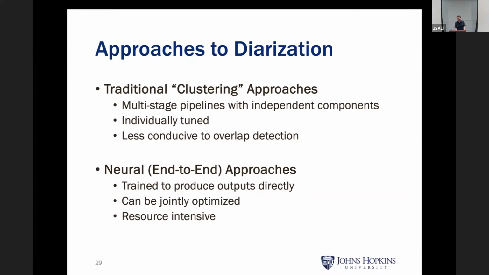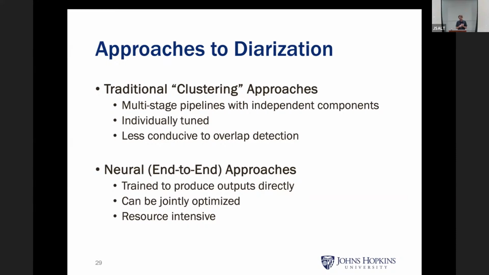Just an overview of some of the upsides and downsides. The traditional clustering approaches have multiple stages in them. And these can actually be neural as well. I'm not saying that it's purely signal processing and statistical modeling or anything like that. It just is about having multiple components. And these are all individually tuned.